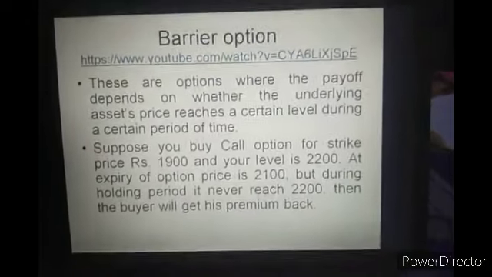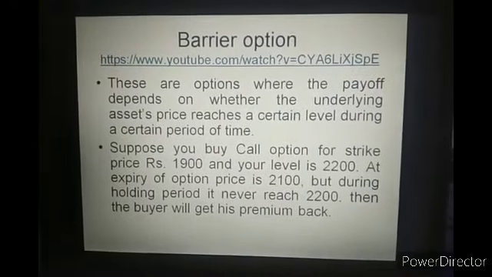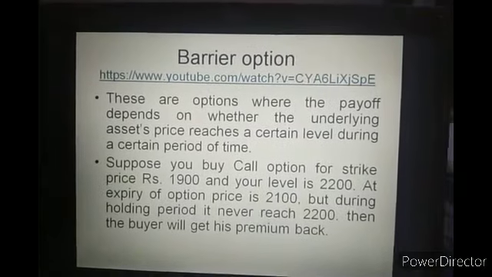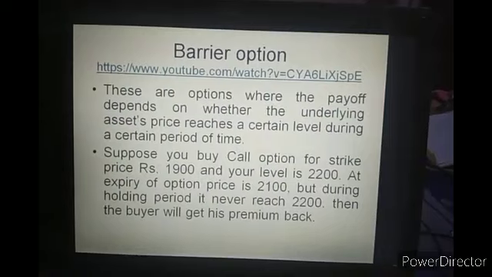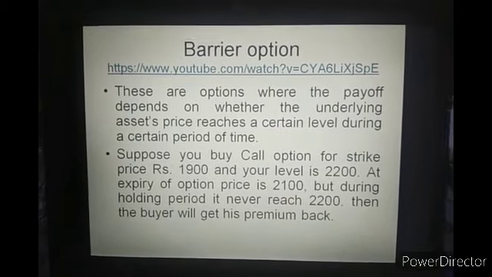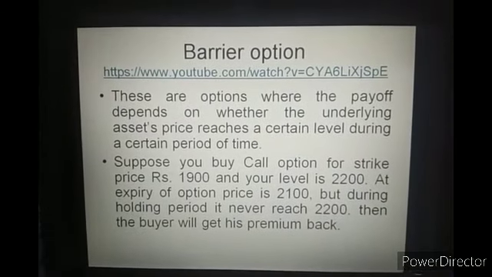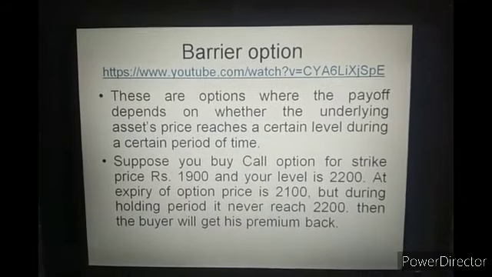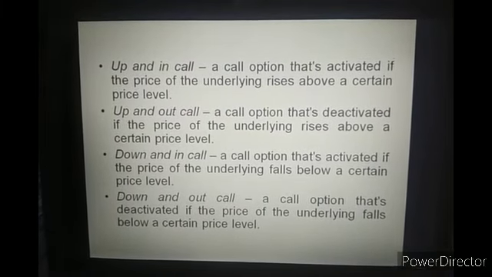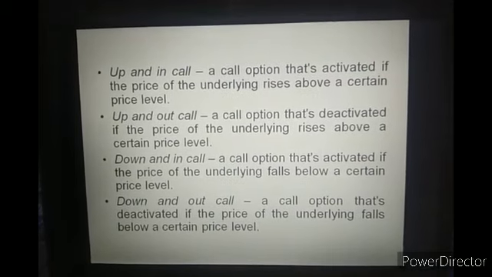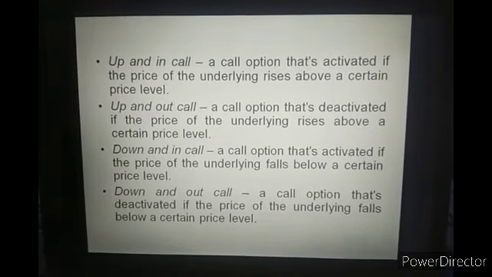Coming to the barrier option. Again, for barrier option I put the link, so for further discussion you can visit this website. Now, barrier option is a kind of option used when people are dealing with technical analysis and depend on support and resistance. Based on this there are 4 types again: up and in, up and out, down and in, down and out. Now this I explain in the form of a call only. I am not covering the put part.